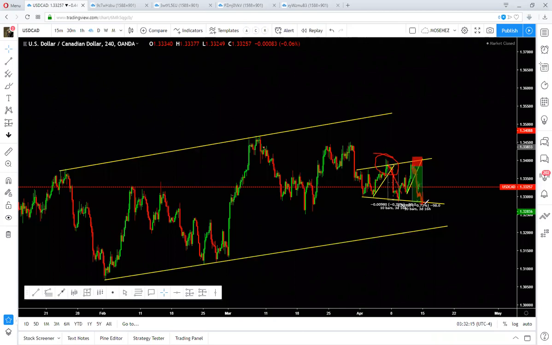When it's coming down, still remember we expect it to come down further, but this trade is already gone. So I don't expect you to start chasing these running candles because it's already gone.